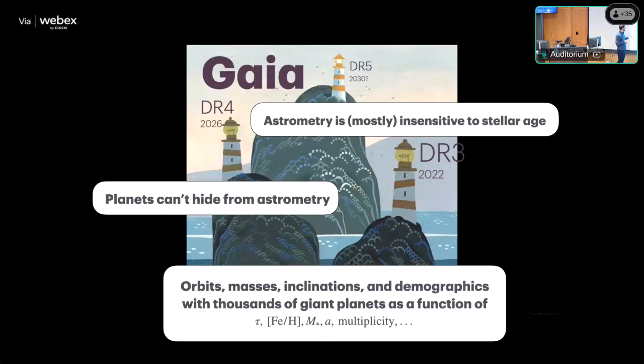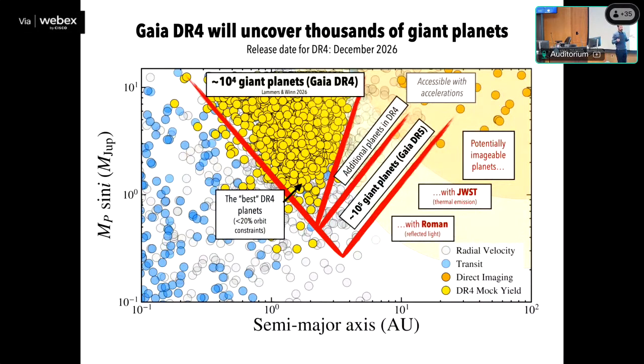The expectation value is of order 10 to the 4 giant planets in about 10 months. Now, the best predictions put it at a little bit less, but there will also be a comparable number of accelerations. So this is the typical phase space from a recent study, a yield study from Lammers and Winn earlier this year. The number of planets with precisions on their orbits less than 20% is about 7,500. And there will be many more, or at least a comparable number of longer-term accelerations.